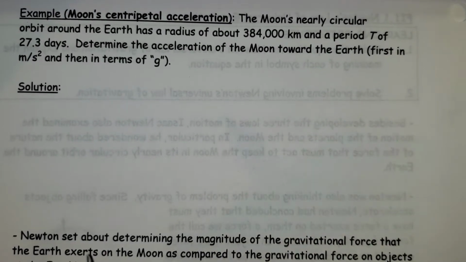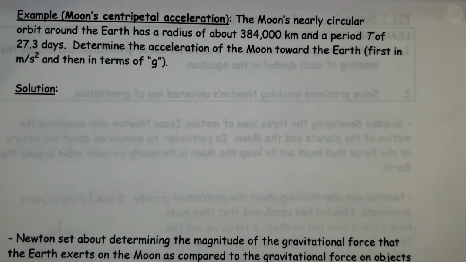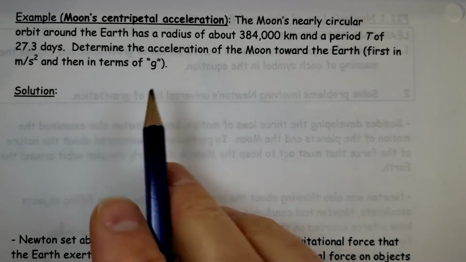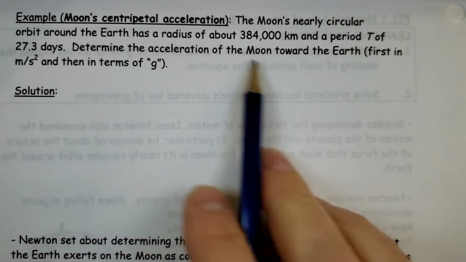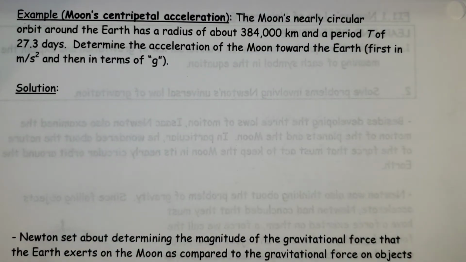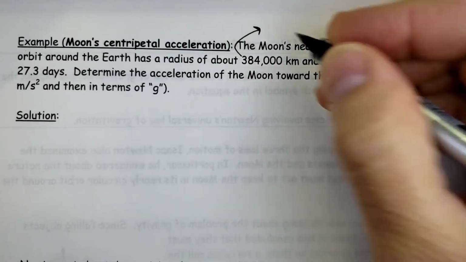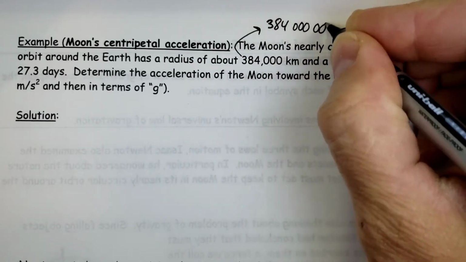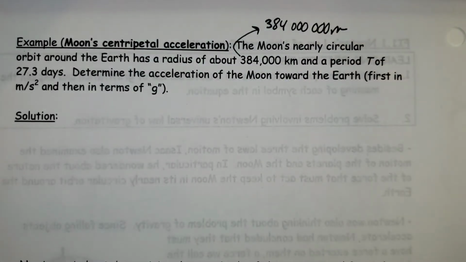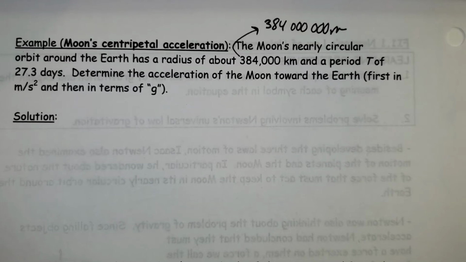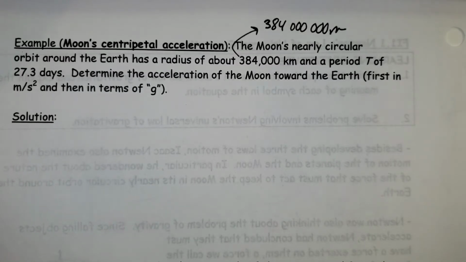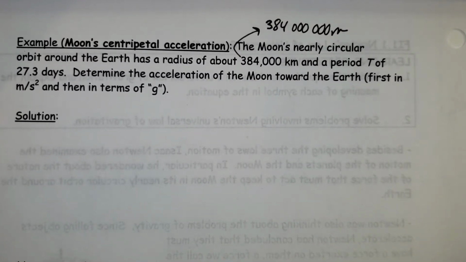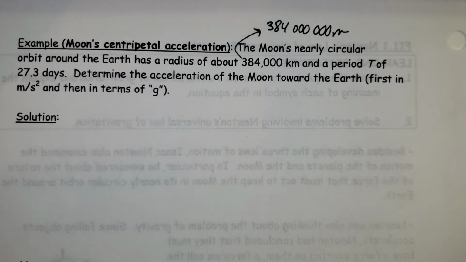Example, the moon's centripetal acceleration, because we'll derive something that will help us figure out the forces being exerted. The moon's nearly circular orbit around the Earth has a radius of about 384,000 kilometers. Changing that into meters, multiply by 1,000. So we might as well put that in. That's how many meters the radius of the moon's orbit is, and a period of T equals 27.3 days. So yes, 27.3 days is the period of the moon, the seconds for one cycle.